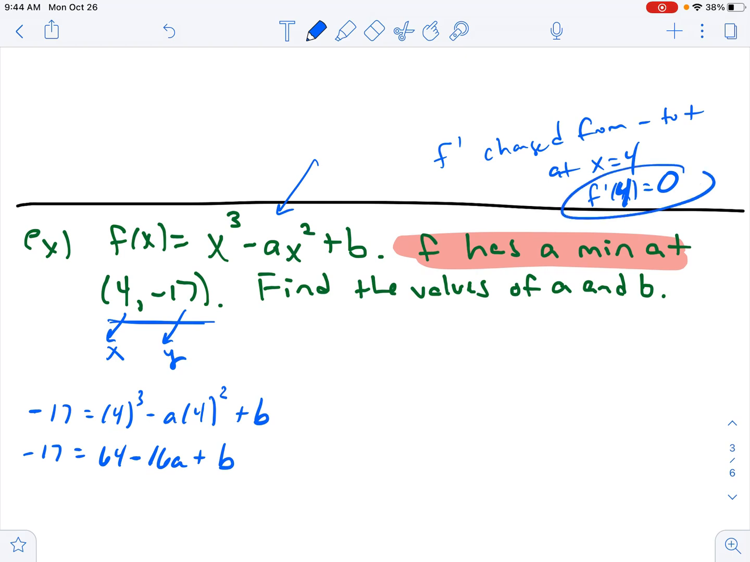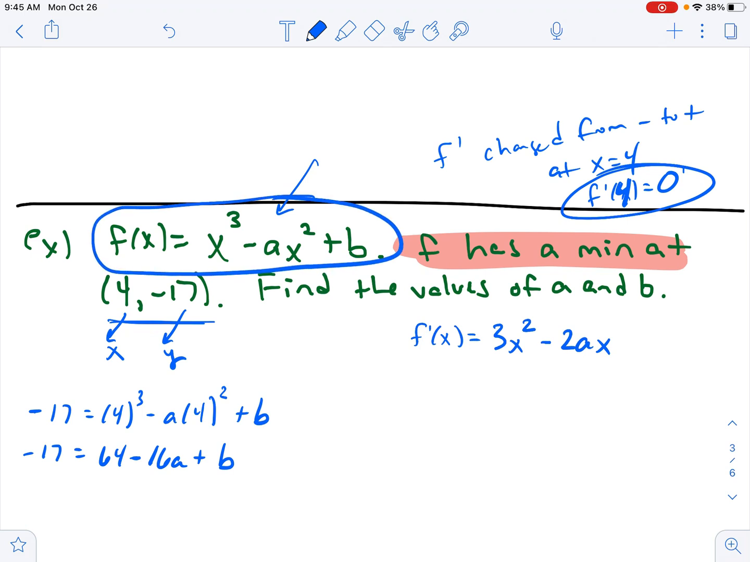If we have a min at this x value of 4, it means the derivative equals 0 at 4. So what are we going to do? We're going to take the derivative of this function, which would be what? 3x squared minus 2ax to the first when we take the derivative of this guy. Okay? Plugging 4 in for x, we know the derivative equals 0. So I'm going to make the derivative 0 when I plug 4 in for x. All right, and now we can solve for a. Once we have a, we can come back over here and solve for b.